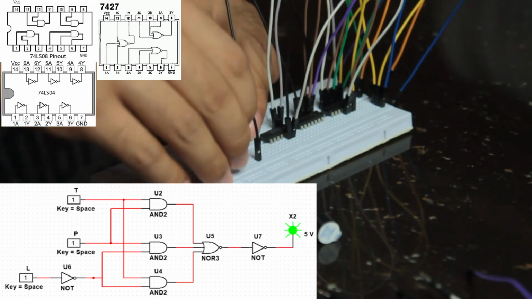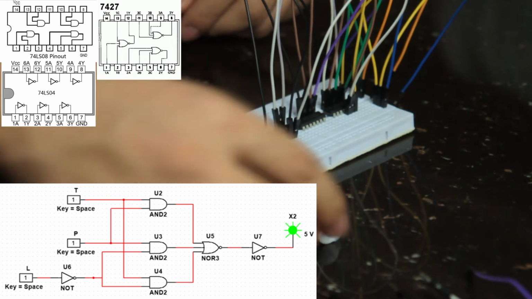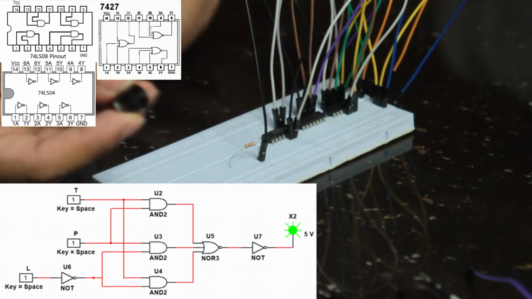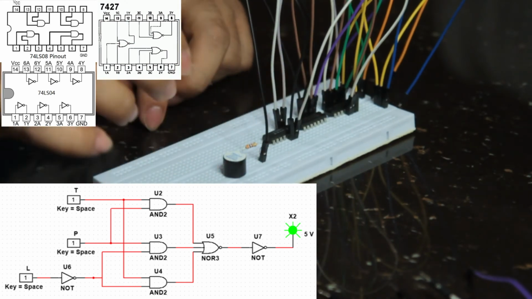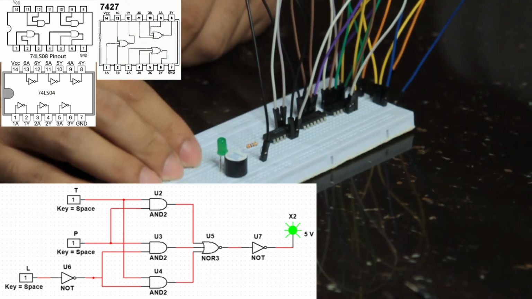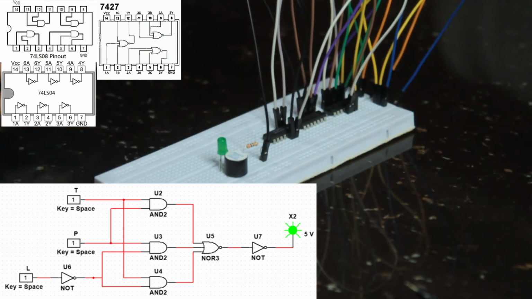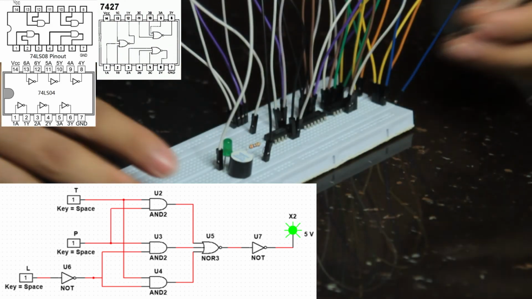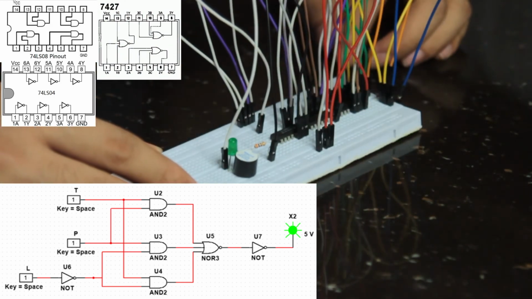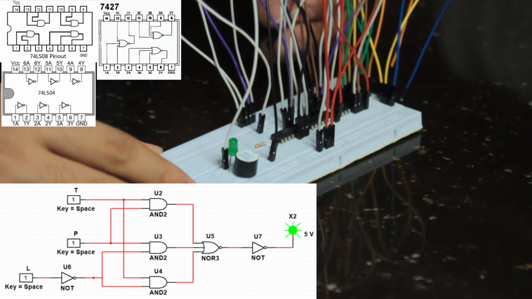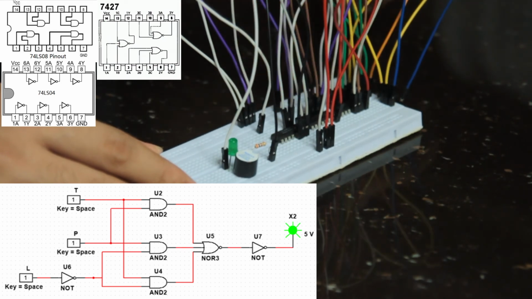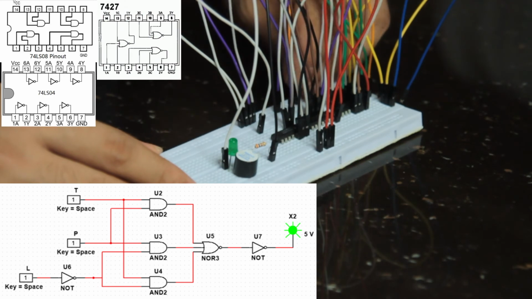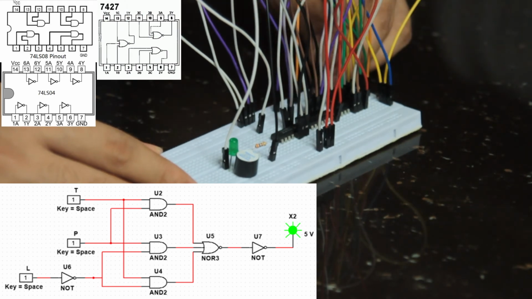Mag-connect tayo ng resistor. So para sa experiment na 'to, gagamit tayo ng 5-volt buzzer. Mahaba yung positive niya. Para may connection din tayo ng isang LED. Tapos yung negative ng buzzer at saka LED, tuloy natin sa ground. 7 slot ng IC, ground din. Tapos 14 slot ng IC, VCC. Connect natin yung input natin sa ground. Yung violet na connecting wire, siya yung L or fluid level. Orange, yung pressure naman. Lagyan natin sa ground. Tapos yung blue is yung temperature.